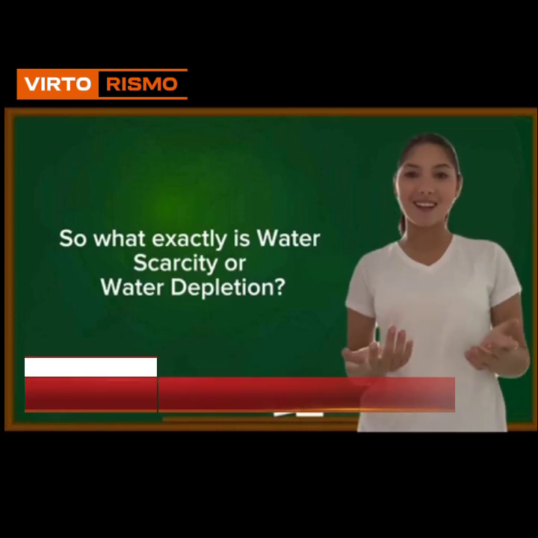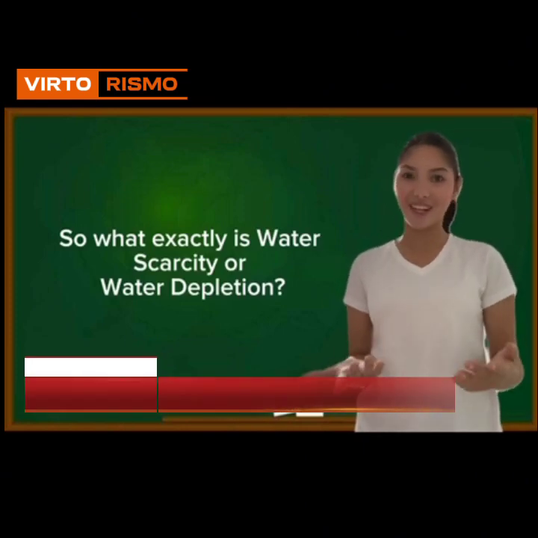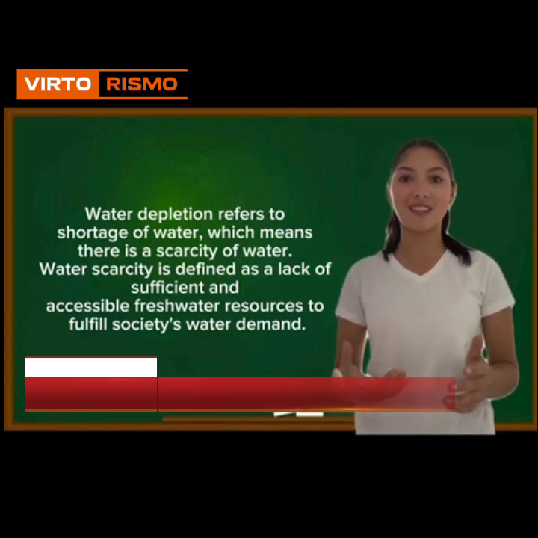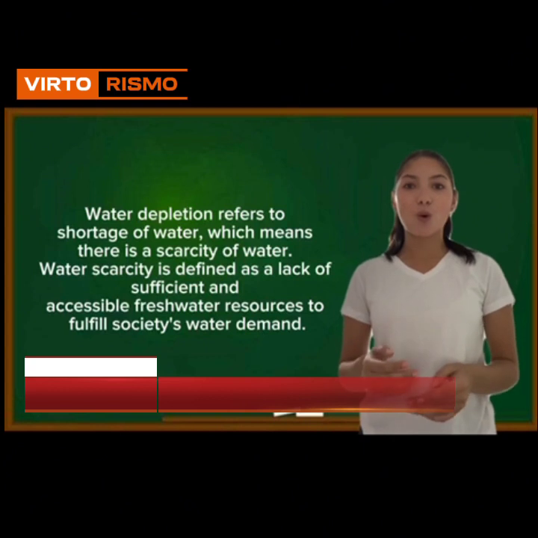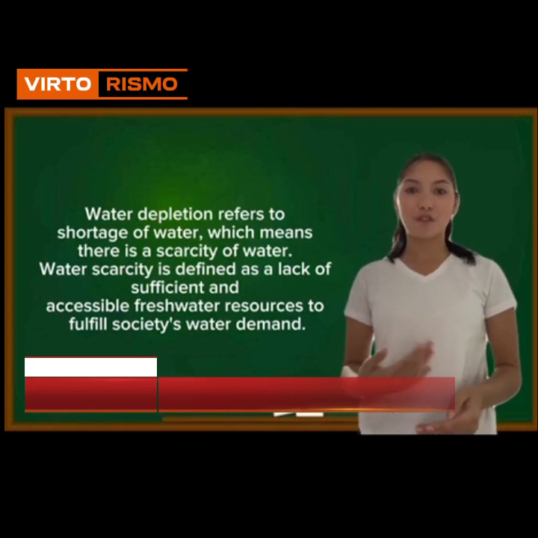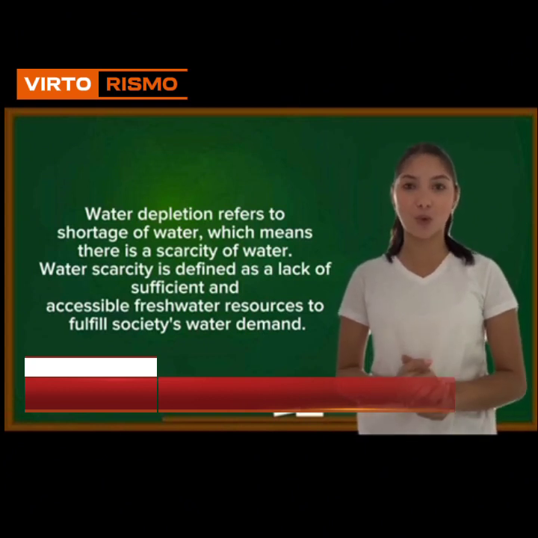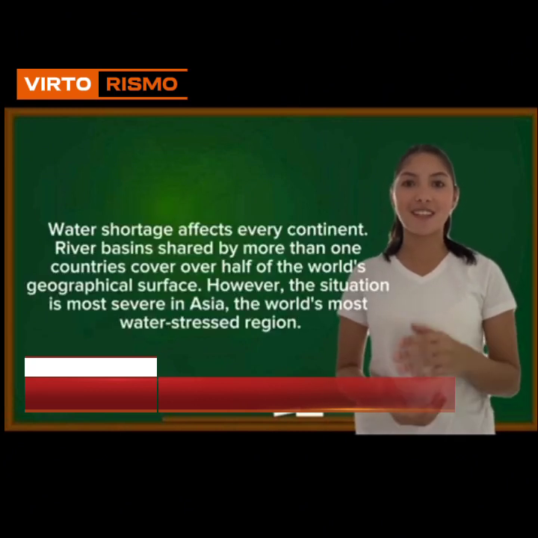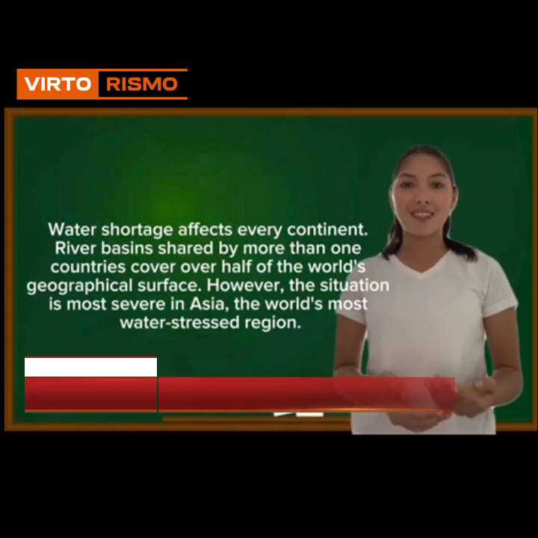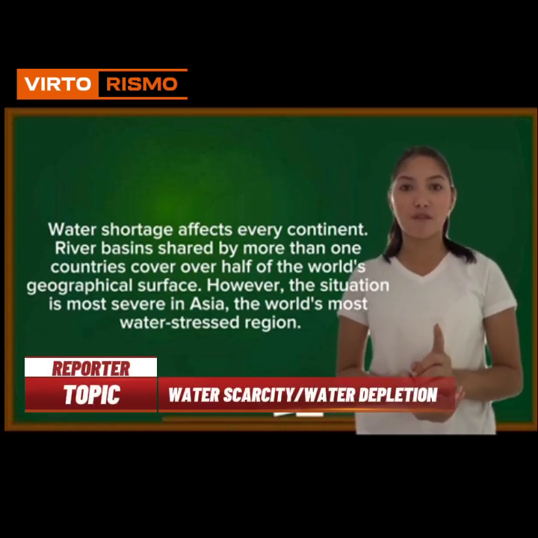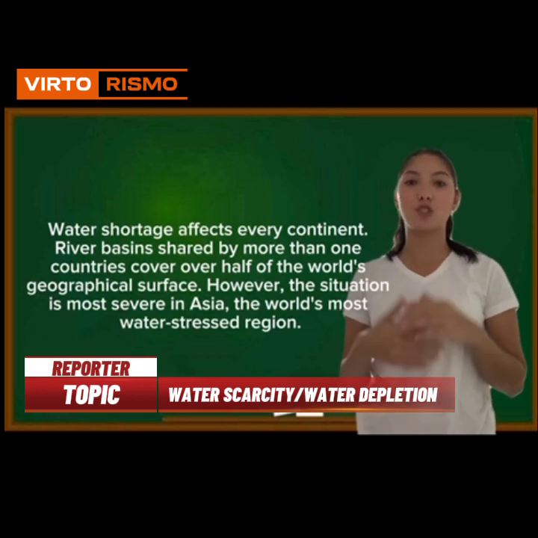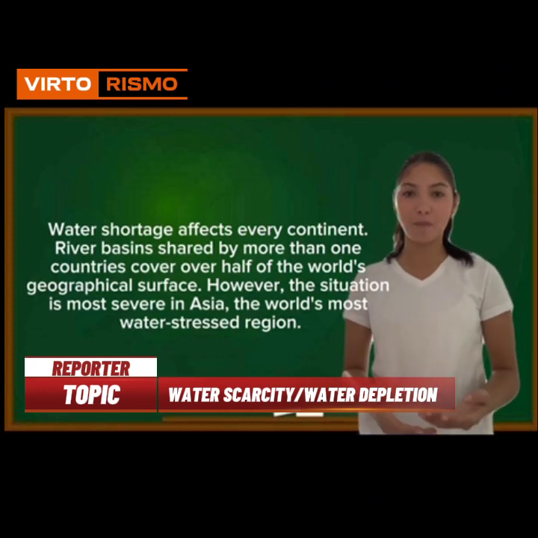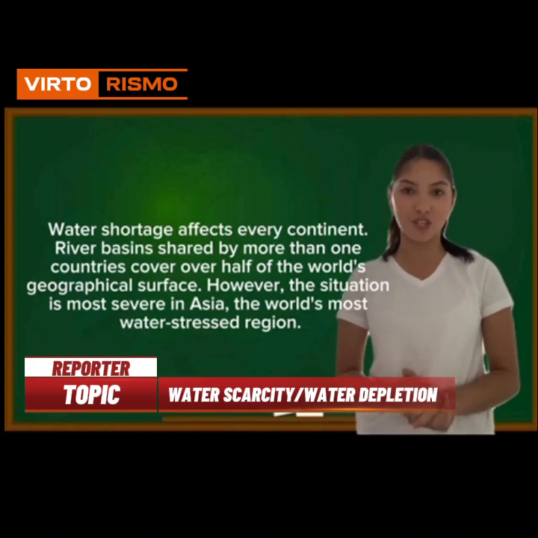So what exactly is water scarcity or water depletion? Water depletion refers to a shortage of water, which means that there is a scarcity of water. Water scarcity is defined as the lack of sufficient and accessible freshwater resources to fulfill the society's water demand. Water shortage affects every continent. River basins shared by more than one country cover over half of the world's geographical surface. However, the situation is more severe in Asia, the world's most water-stressed region.